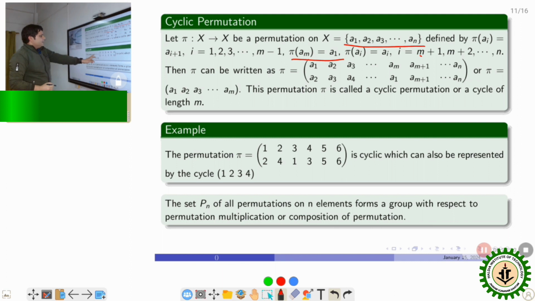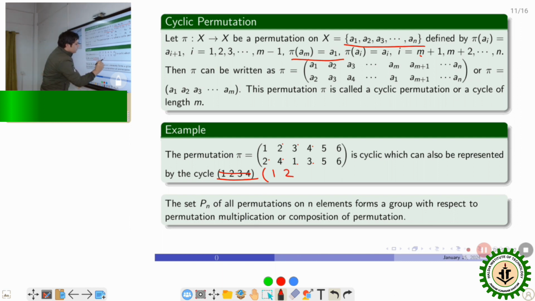For example, if we take pi in this way, then here 1 maps to 2, 2 maps to 4, 4 maps to 3, 3 maps to 1. Therefore, this is a cyclic permutation, and 5 maps to 5, 6 maps to 6. Sorry, we do not write it the other way. The cyclic permutation we write in this way: (1 2 4 3). That means 1 maps to 2, 2 maps to 4, 4 maps to 3, 3 maps to 1.